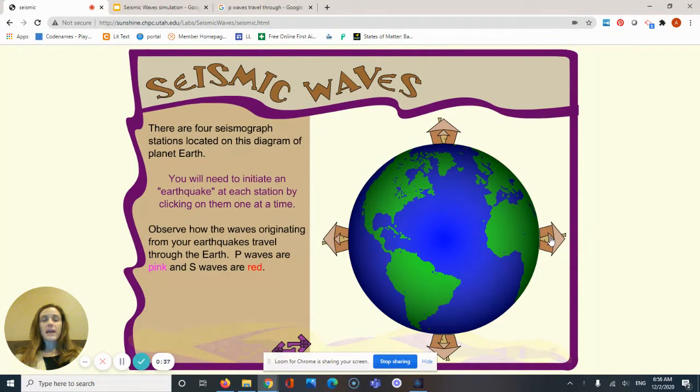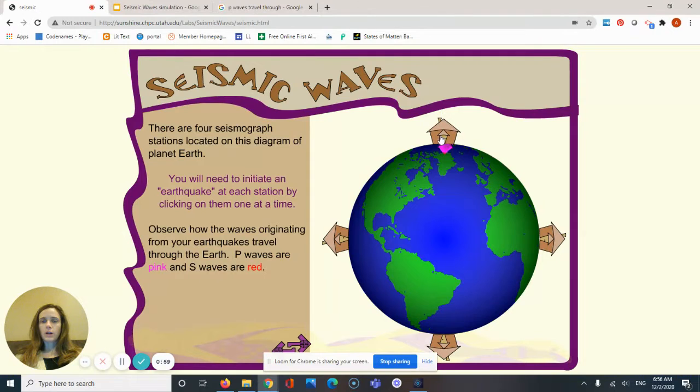The red waves, the S waves or secondary waves, can only go through solids, so they'll bend back when they hit a liquid. So let's take a look at this. What I'd like you to do is take your finger and point to the screen and follow these waves as we go. Okay, pick a pink wave, pick a primary wave, and follow its path as we go. Okay, so pick one of those.